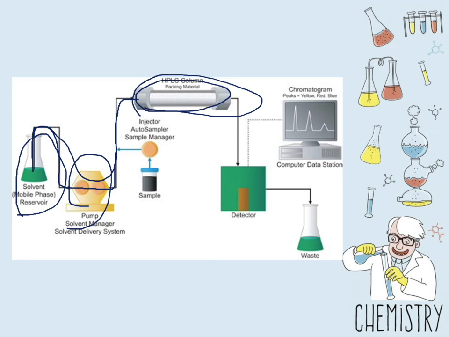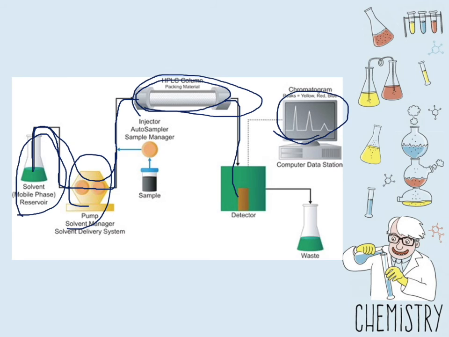When the separation is done, a detector is needed to see the separated compound bands as they elute from the HPLC column. Most compounds have no color, so we cannot see them with our eyes. So when the sample reaches the detector, a computer or a chromatogram will determine the sample from the detector.